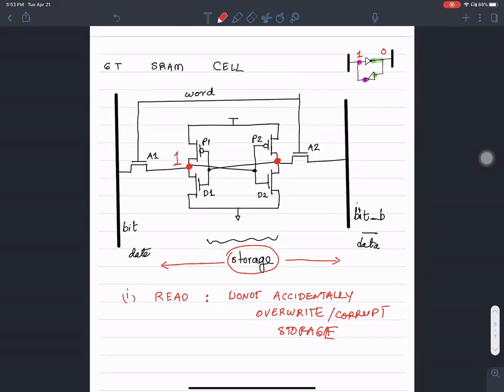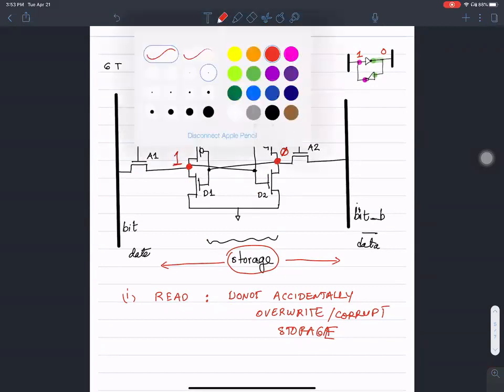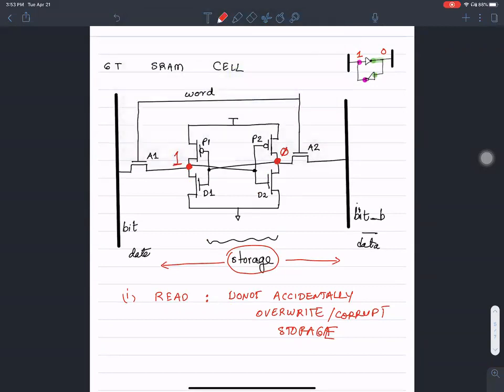The way I do the read operation is, first of all, we make the word line 0. When the word line is 0, this PMOS, this NMOS, and this NMOS are turned off. So in other words, both of these are floating. There is no connection made to the data lines.